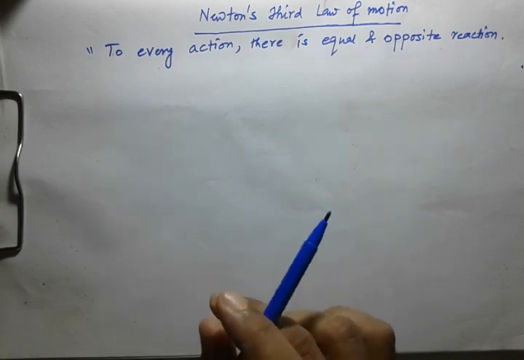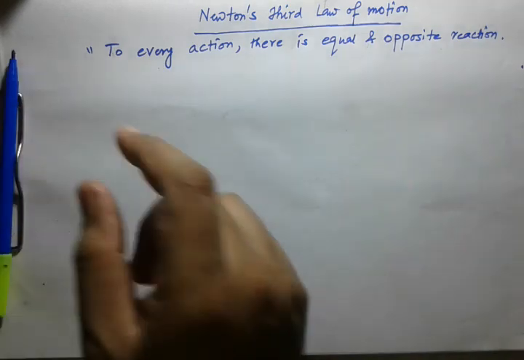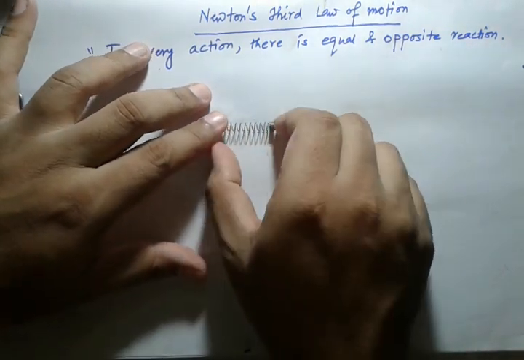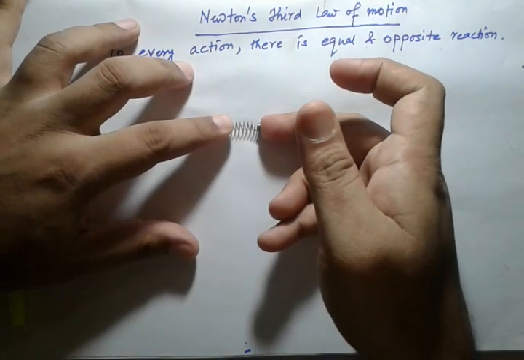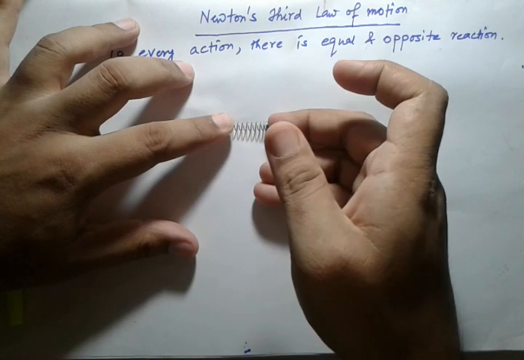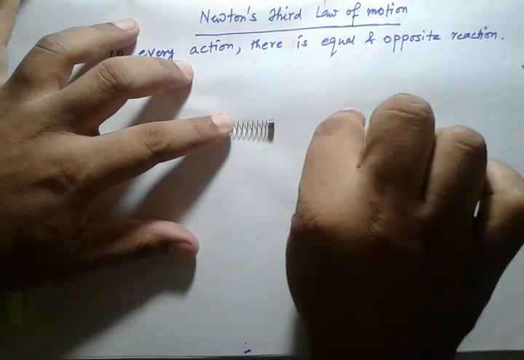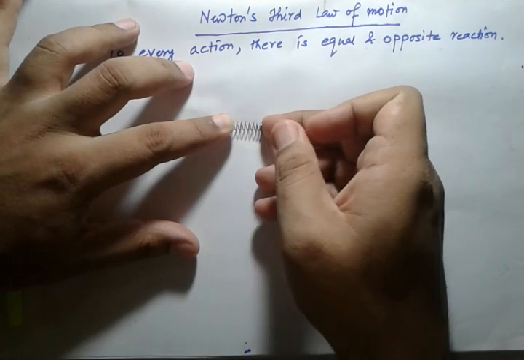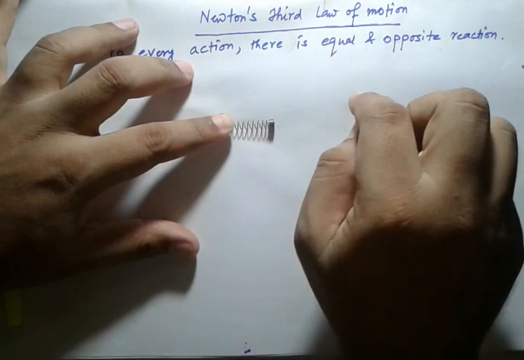Now to understand this, I will show you using a small spring. So look at this spring. Suppose this is the length of the spring. Now when I apply force, the spring gets compressed, and the spring also starts to apply force in the opposite direction. So I am applying a force on the spring in this direction, and the spring is also applying the force instantly in this opposite direction.